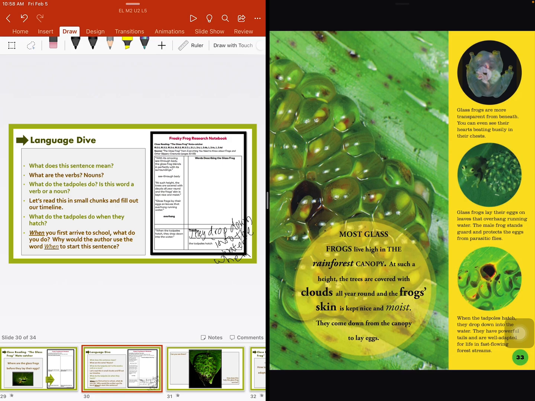So think about, I know it's a little different virtually, but when you first arrive to school, what do you do? Why would the author use the word when to start this sentence? Why do you think?